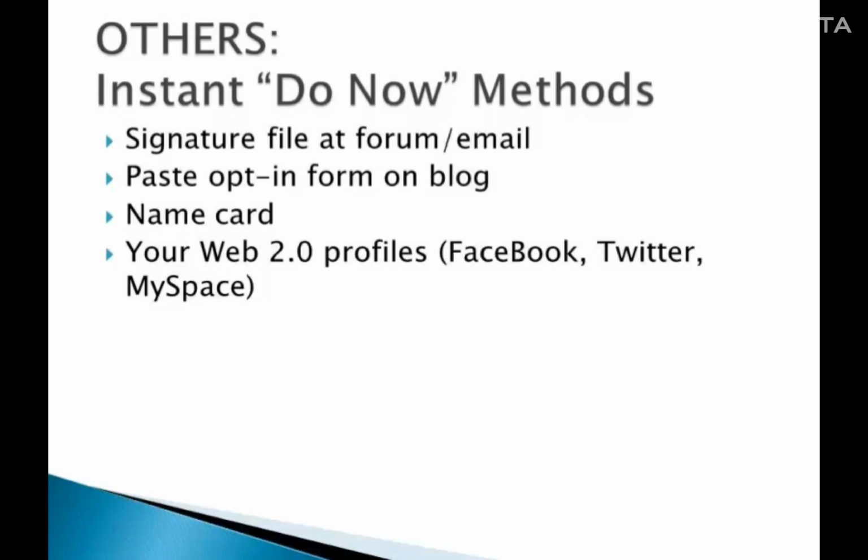Another instant do now method to get new subscribers is that if you already own a blog or website, you can add an opt-in form. If you go to sites like johnchow.com, you will see that he has put in an opt-in form there, and there are a lot of sites like ProBlogger that have an opt-in form. This is so that he can start getting subscribers from his visitors.